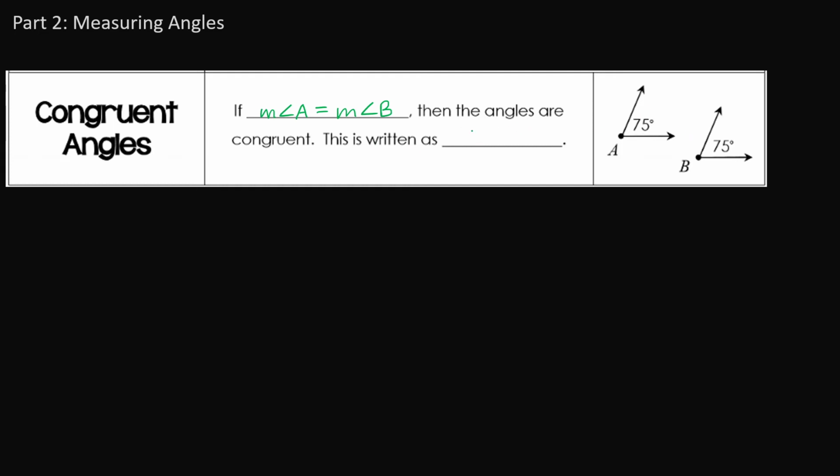This is written as follows. We're not using the M in front of the angle anymore. We're saying angle A itself is congruent. There's that symbol again, the squiggle with the equal sign. I know, not very mathematical. It is congruent to angle B. We will be using congruent symbols very often in this class.